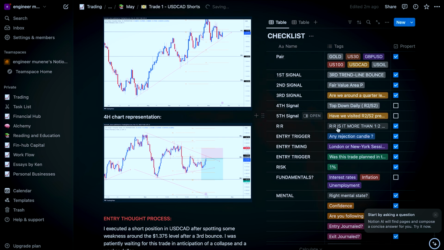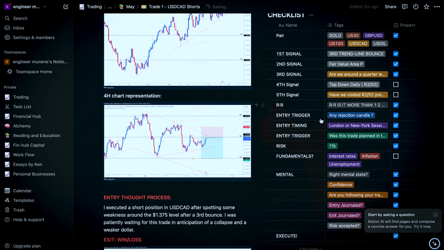And then I have what is your risk-reward ratio. For me, I don't take trades which have risk-reward ratios of less than 1:2. I believe I need to double my money on each trade that I'm making if I'll be right. And probably if I'll be wrong, I need to lose a percentage.